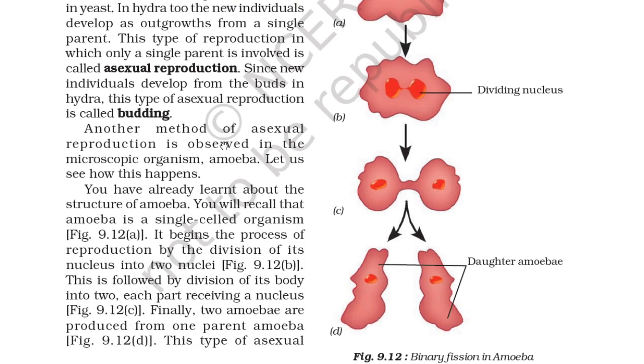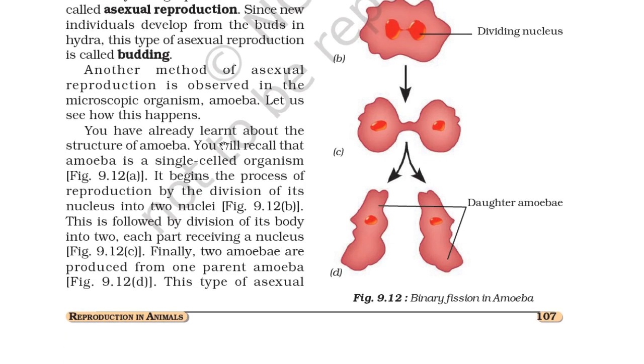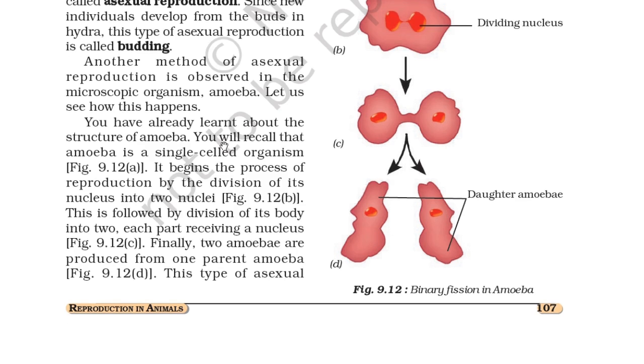Another method of asexual reproduction is observed in the microscopic organism amoeba. Let us see how this happens. So you can see in figure 9.12 binary fission in amoeba. You have already learnt about the structure of amoeba. You will recall the amoeba is a single celled organism, as you can see in 9.12a. It begins the process of reproduction by division of its nucleus into two nuclei. You can see it in figure 9.12b.